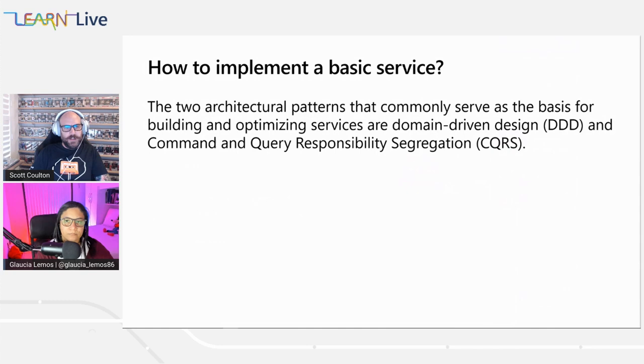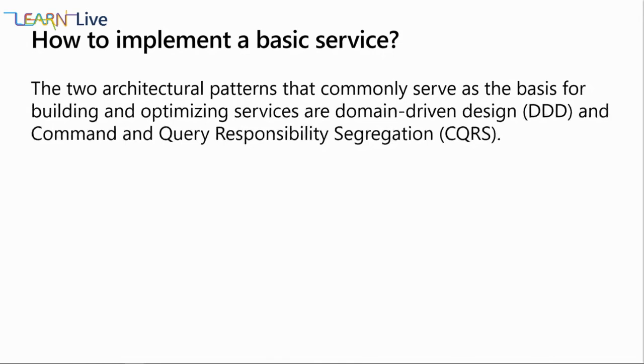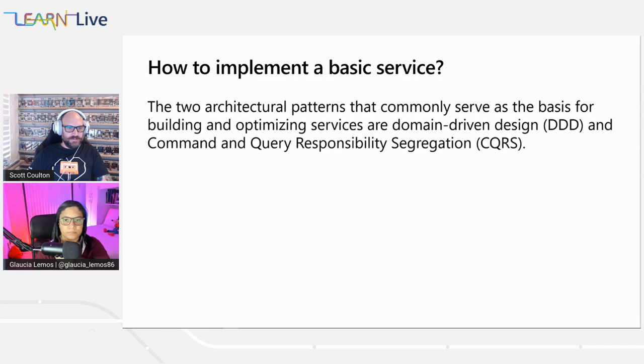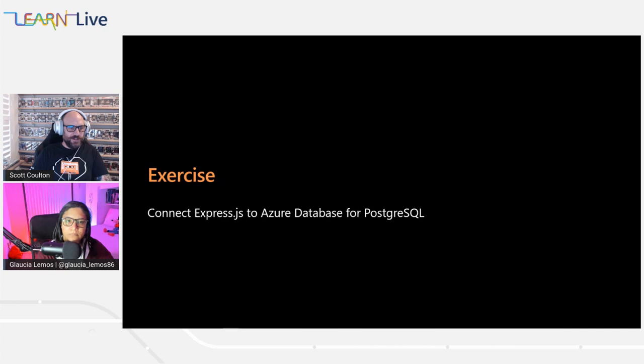So there are two architectures for building a basic service, and they are domain driven and command query responsibility segregation. So that's what we'll be looking at. So I will now throw back to Glossier, and Glossier will have a look at building the first service for us. Yes, in this part we'll connect the Express.js to Azure Database for PostgreSQL.